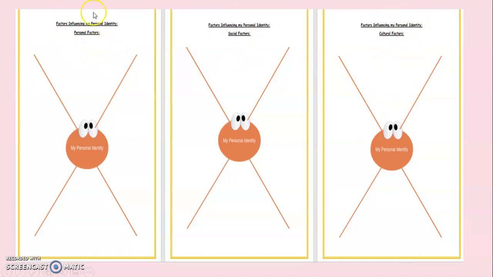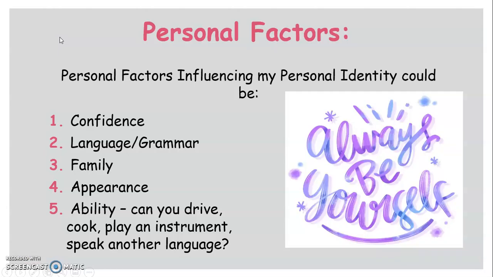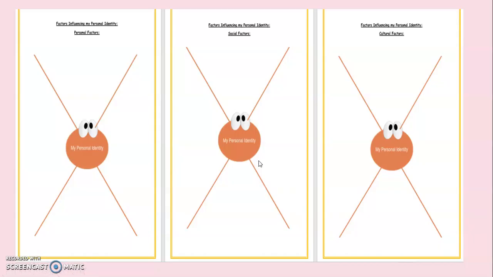Well, let's have a look at personal factors first. Some examples of personal factors. Personal factors influencing my personal identity could be confidence, language or grammar, family, appearance, and ability. So can you drive, can you cook, can you play an instrument, or can you speak another language? So choose 4 and put them 1, 2, 3, 4.